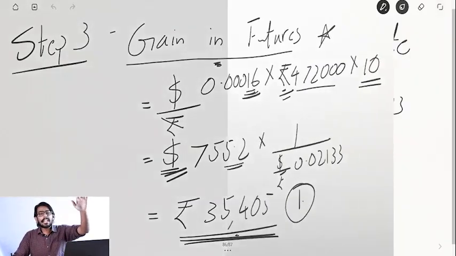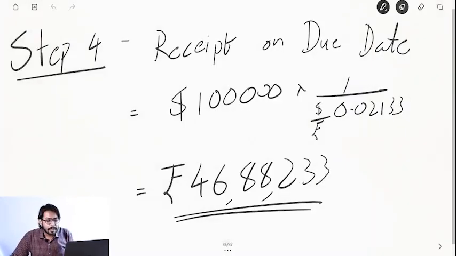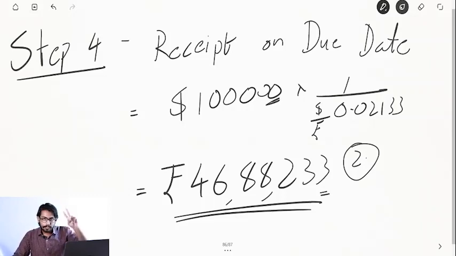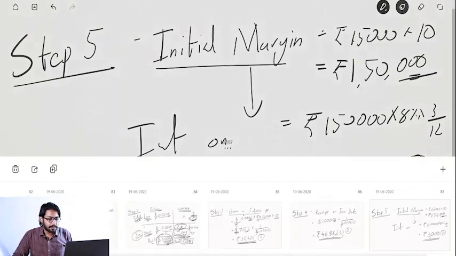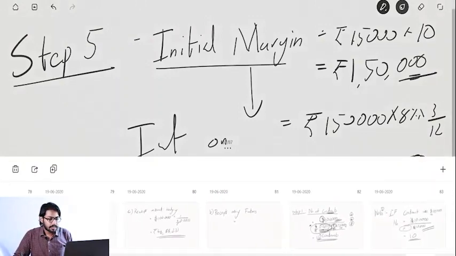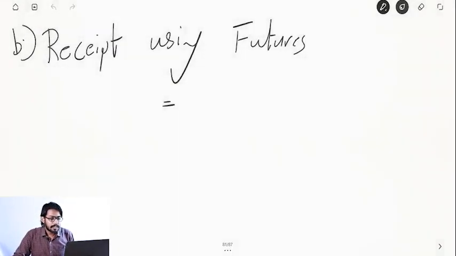Second, in the cash market, you will buy rupees. How many rupees? 46,80,233. For $1 lakh, you can buy 46,80,233 rupees. Point number 2. And point number 3, you have interest on initial margin of 3,000. Your receipt in futures is 1. What is 1? Your gain on futures.